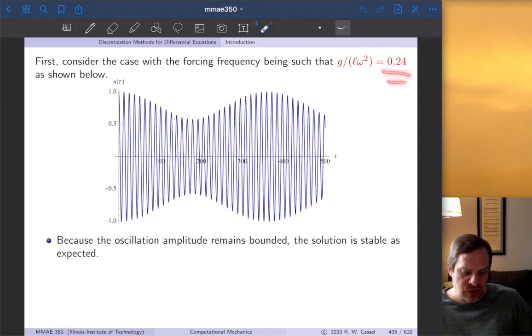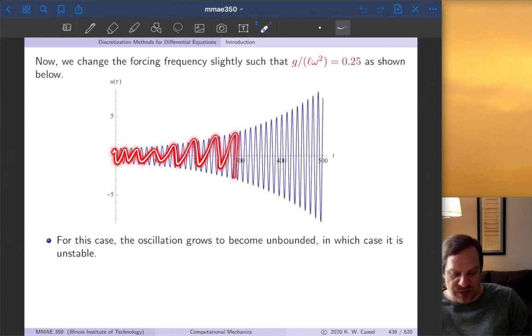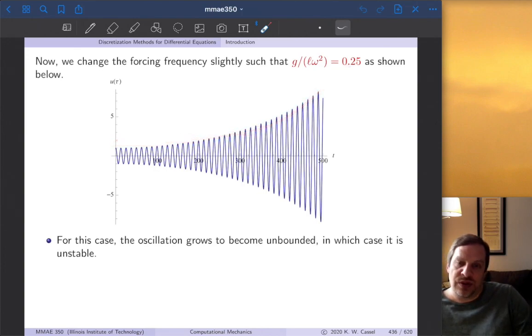That's for 0.24. For 0.25, everything else is exactly the same, so I'm just changing the frequency of oscillation a tiny little bit so that this ratio was 0.25, and now the situation is completely different. So we start at 1, but as time goes on, the amplitude of the vibration grows and becomes unbounded, and it's clearly unstable. And that's just, again, a small change in the frequency, 0.25.